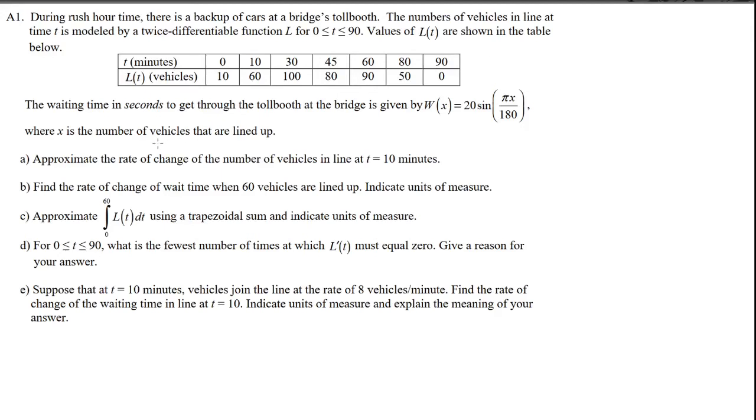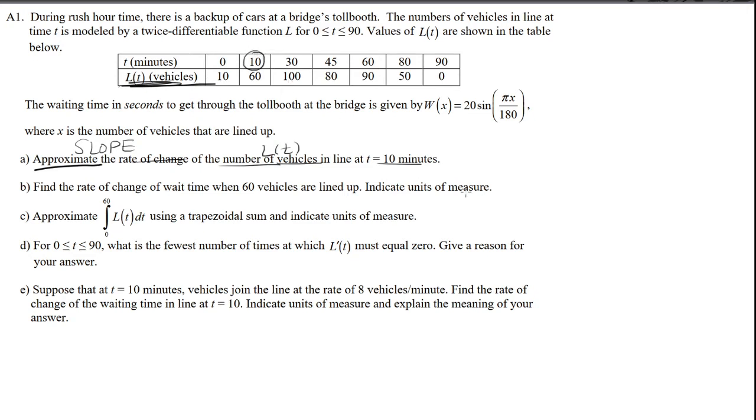Let's start with part A. I want to approximate the rate of change of the number of vehicles in line at t equals 10 minutes. Because I want to approximate the rate of change, I'm going to end up using the slope. And the number of vehicles is L of t. So that's L of t at t equals 10 minutes.